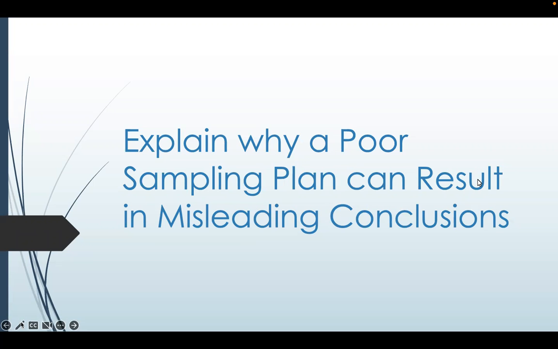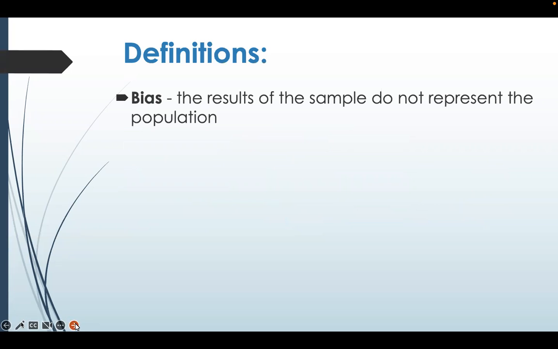Explain why a poor sampling plan can result in misleading conclusions. Well, to do that, we need to talk about a couple of definitions. So first, bias. The results of the sample do not represent the population. If that is the case, then we have bias in our results.